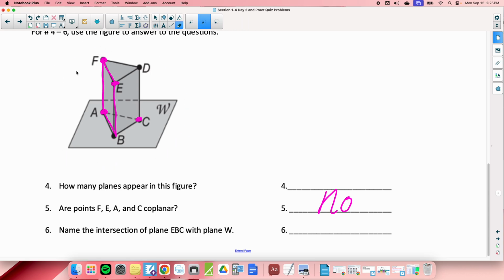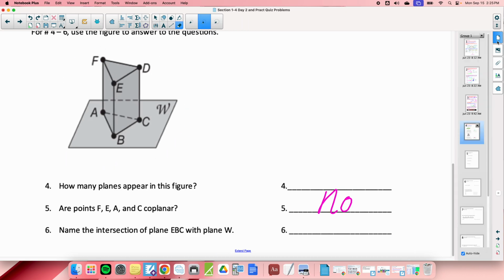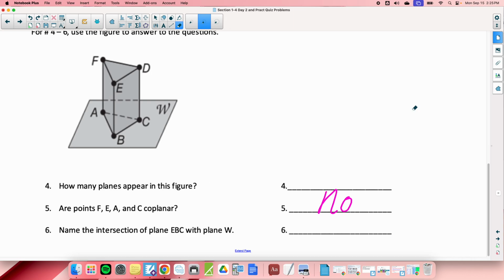All right, let's go to the next page. Right, wait, I got one more on this page. Number 6. Let's look at number 6, you guys. So this says, name the intersection of plane EBC, here's EBC, with plane W, which is here.